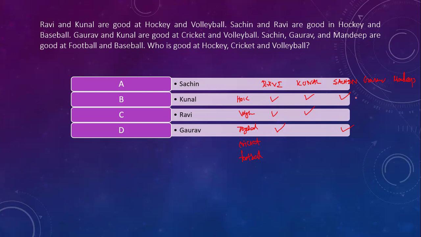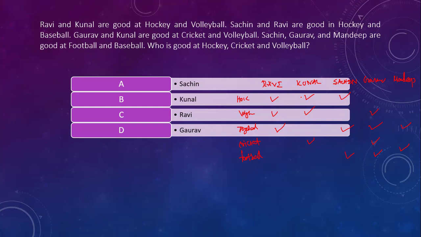Gaurav and Kunal are good at cricket and volleyball. Gaurav, volleyball and cricket. Then Kunal, cricket and volleyball. Cricket already placed. Sachin, Gaurav, Mandeep are good at football and basketball. Sachin, football. Gaurav, football. Mandeep, football. Now here baseball, Mandeep baseball, Sachin baseball already there. Gaurav baseball. Okay. Who is good at hockey, cricket, and volleyball?